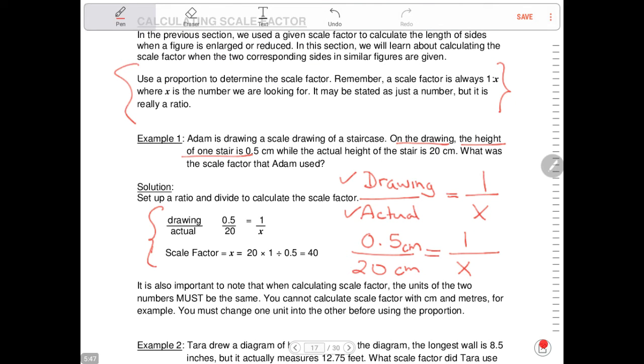This is your cross multiply and divide scenario, where you find your diagonal, which has both numbers, which would be the 20 and the 1. 20 times 1 is 20. You would divide by 0.5, and you would get 40. You see, it's the same answer as I got last time. To me, it seems like a little bit of extra work. Either way, personally, everyone, I like the actual divided by drawing way. That's what I would do.